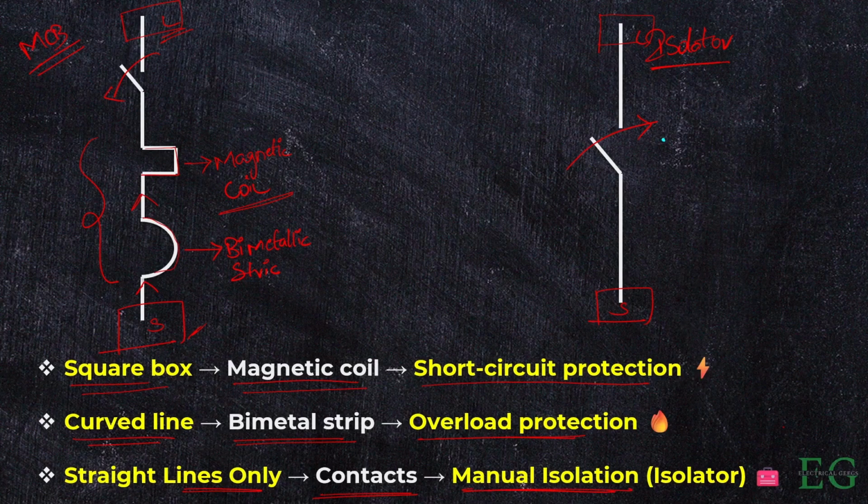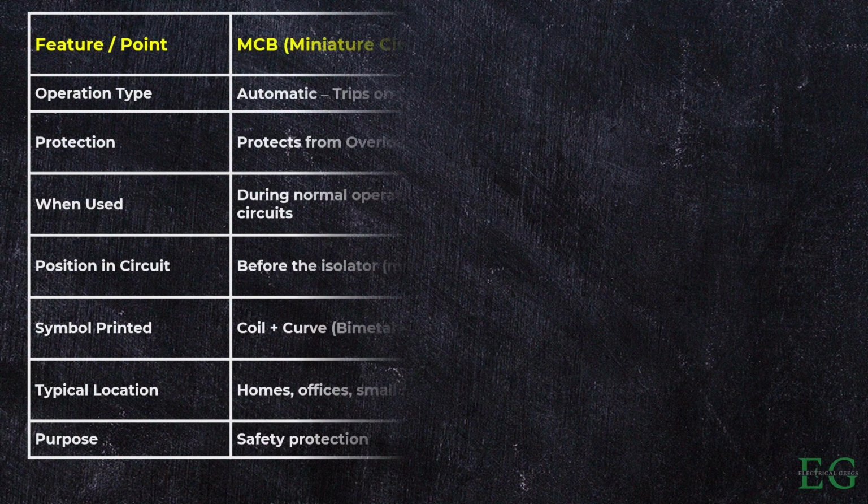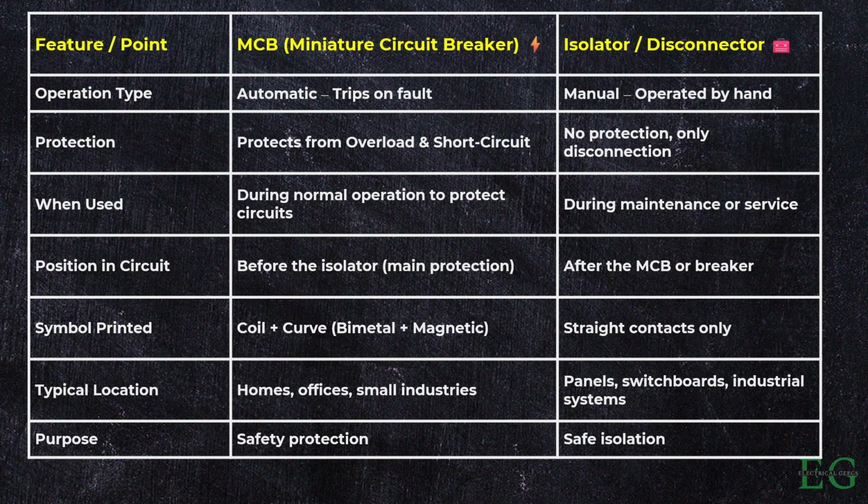Let's wrap up everything in one quick comparison grid so you'll never get confused between an MCB and an isolator again. Please pause the video and go through this grid carefully. It will help you remember the key differences at a glance. So just remember, an MCB gives you automatic protection, whereas an isolator is just for isolation purposes.